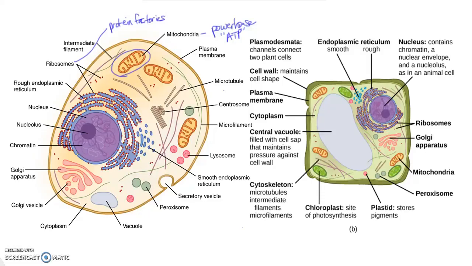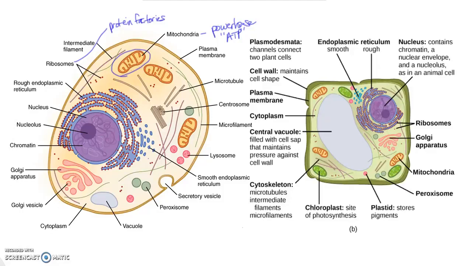That's your currency. ATP is the currency of the cell. So the mitochondria is the organelle that produces ATP for the cell. And as we go through the semester, we'll learn about how that's done. But essentially, the food that you eat, your body breaks down into nutrients, and those nutrients, like glucose, are transformed in the mitochondria into ATP. So the mitochondria is the powerhouse of the cell.